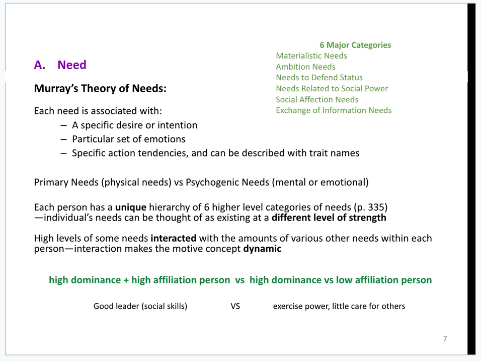So for example, everybody's got different types of needs to different degrees, and these needs all interact with each other to make us who we are, and our personality and our behavior and how we present ourselves to the world. High levels of some needs interact with amounts of various other needs. Interaction makes the motive concept dynamic. So somebody who's high in dominance and high in affiliation, they say, is likely to be a good leader. They're high in dominance, they like to organize, they like to delegate, they like to take charge and accomplish things and get things done.